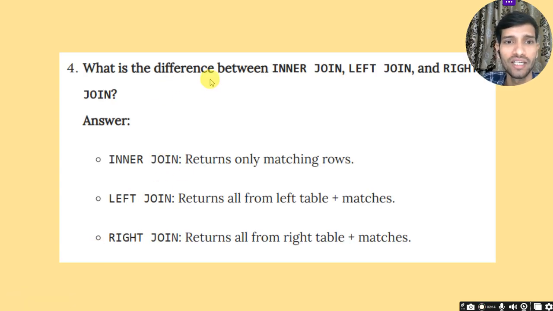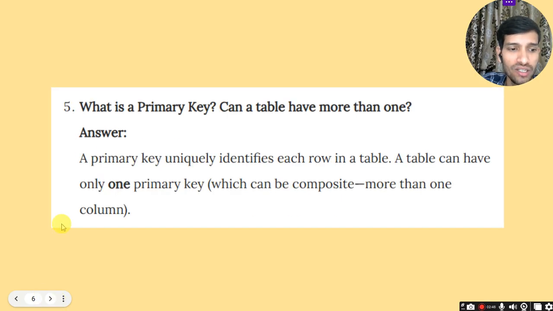Next they will ask you the difference between inner join, left join and right join. Join means if there are two tables and we want to match between those two tables and find a new table. In that case we can use inner join when we are returning only the matching rows. Left join means there is a left table and a right table, so it returns all rows from the left table plus the matches. And right join returns all the rows from the right table plus the matches.